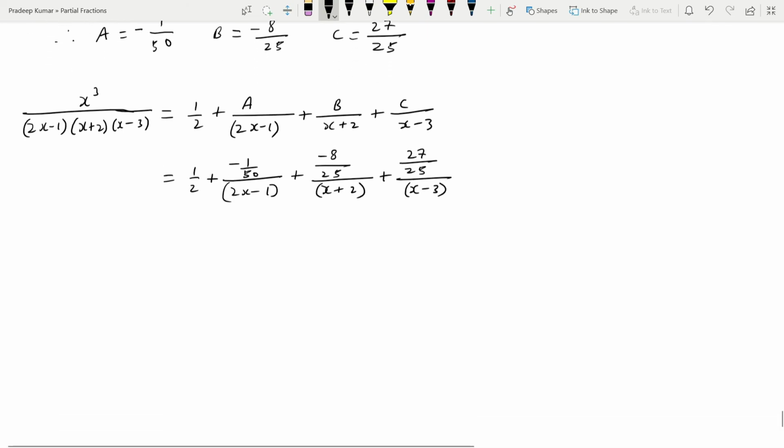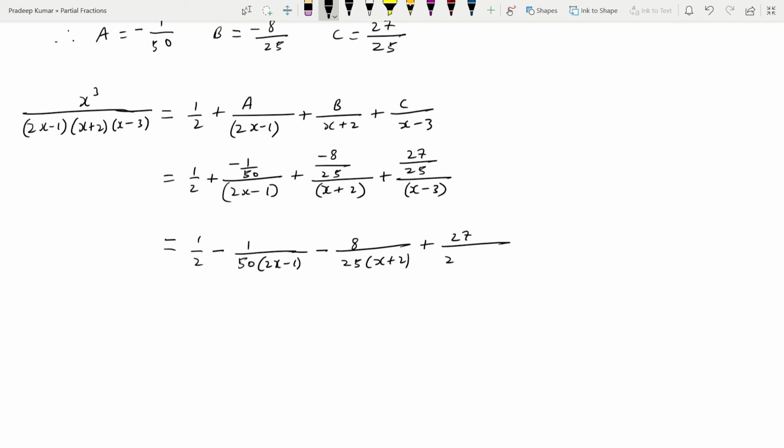So let's solve this forward and see what we get. This is 1 by 2, then plus into minus is minus, so minus 1 by 50 into 2x minus 1. And here also plus into minus is minus, so 8 by 25 into x plus 2, whereas here plus 27 by 25 into x minus 3. So this is the final answer for this particular question.